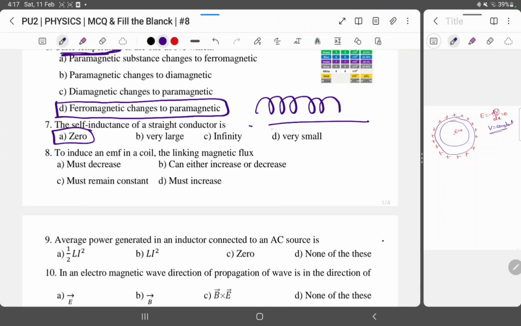So if you consider straight conductor, number of coils here is 0.